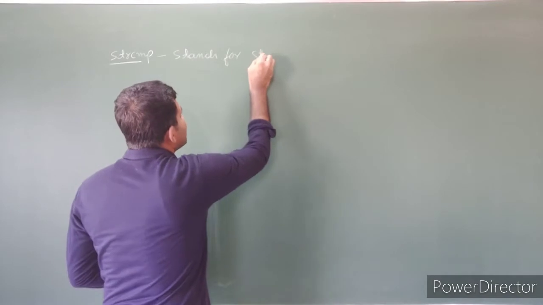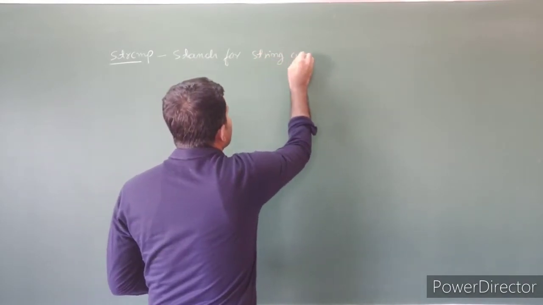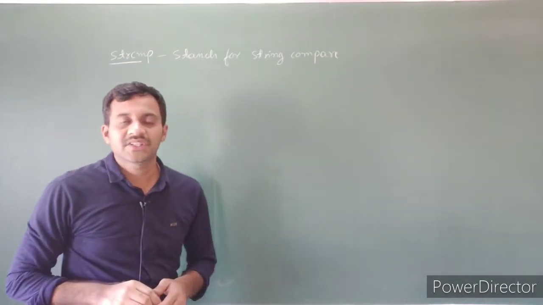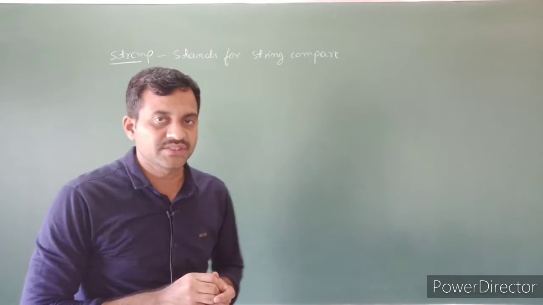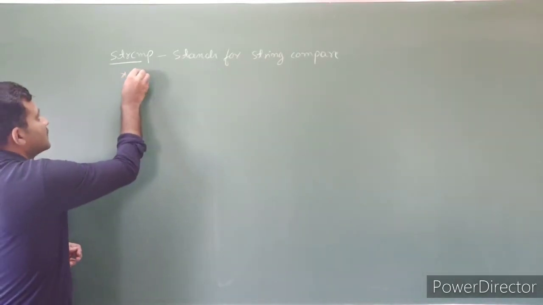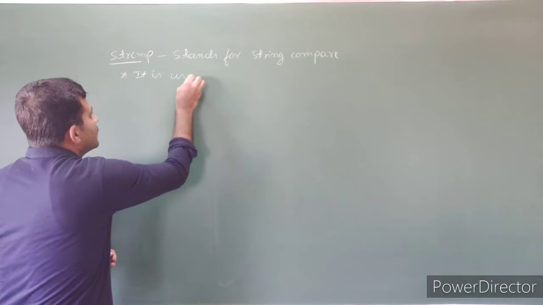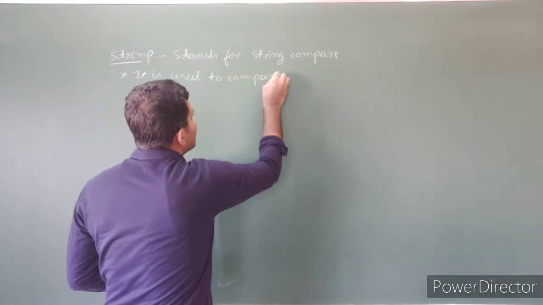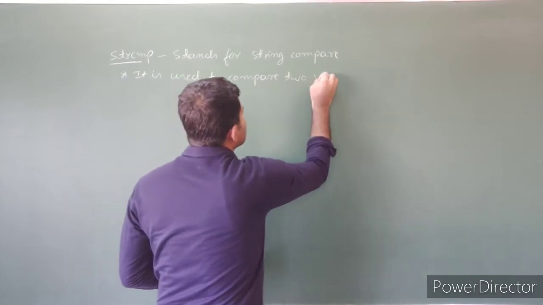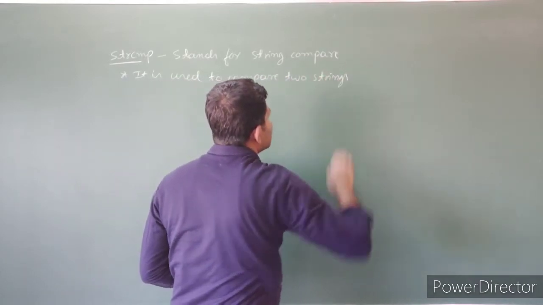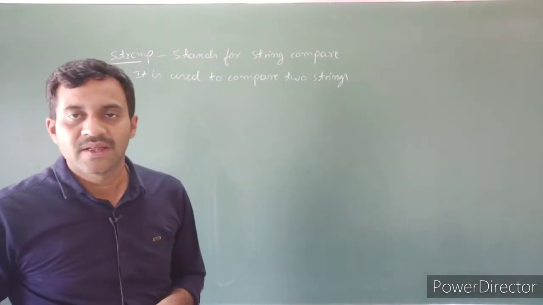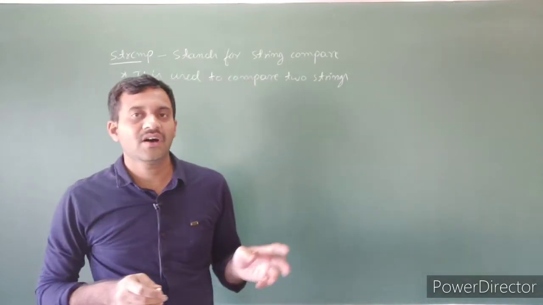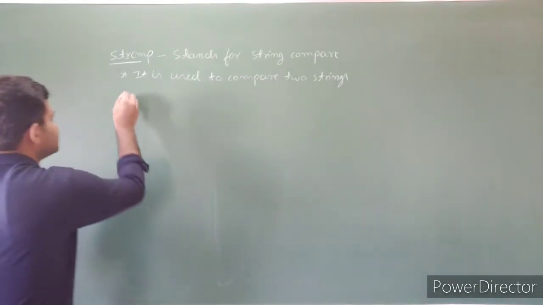strcmp stands for string compare. This function is used to compare two strings. It returns 0 if the strings are equal.